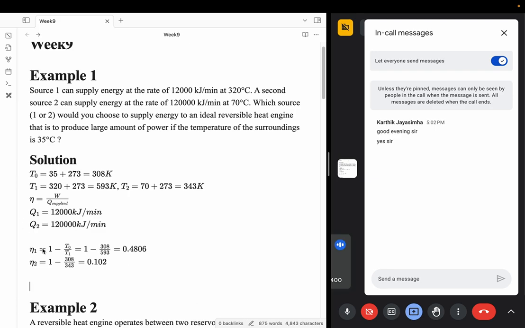Therefore, we have two different sources at two different temperatures. The sink is the same for both the Carnot engines. For the first one, it will be 1 minus T0 by T1, and similarly for the second one also. The only difference is with respect to the source temperature. In the first case, the source is 593 Kelvin; in the second one, it is 343. We have the Carnot efficiency and we have Q also. Now I need to calculate the net work done from the heat engine. That is straightforward: eta times Q will give you the work done.